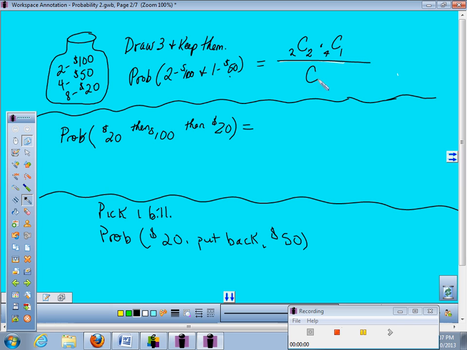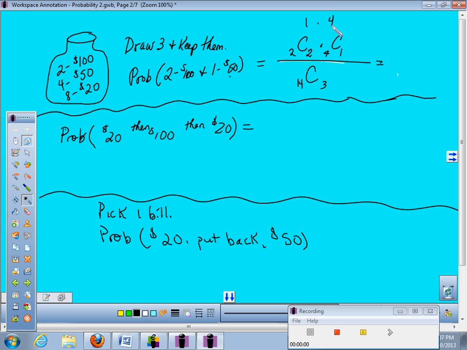And then total, how many total bills are in the jar? 14, and how many total bills are you picking out? Three. So when you calculate that, by the way, shortcut for you, so you don't have to type it in quite so much. 2C2, anytime it's the same two numbers, it's 1. You could just put 1. And anytime there's a 1 in the back, it's just the number in front, so 4C1 is 4.